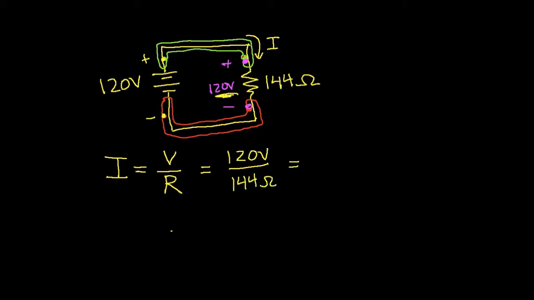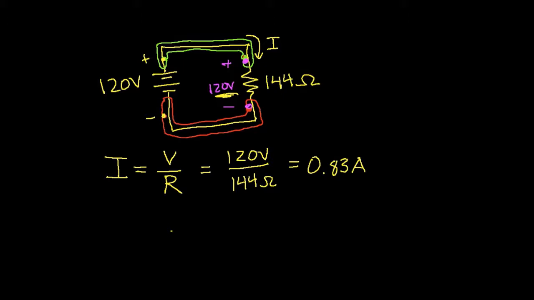And so if I actually do this computation, I get that the current is 0.83 amps. Okay, so Ohm's law again tells me that because I have a resistor with a resistance of 144 ohms, I put a voltage of 120 volts across it. This is what the current is.